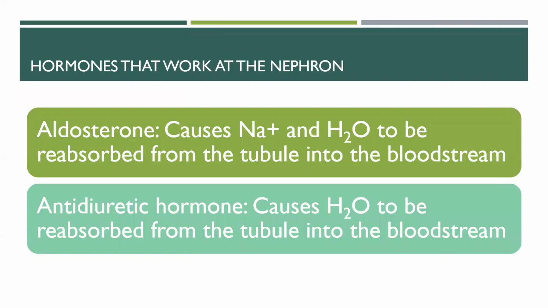Hormones that work at the nephron: we've got aldosterone. That should be a refresher from when we talked about our antihypertensive medications, because remember our ACE inhibitors stop angiotensin 1 from becoming angiotensin 2, and all that leads to us not producing aldosterone. Aldosterone causes sodium and water to be reabsorbed from the tubule into the bloodstream. Antidiuretic hormone causes water to be reabsorbed from the tubule into the bloodstream.